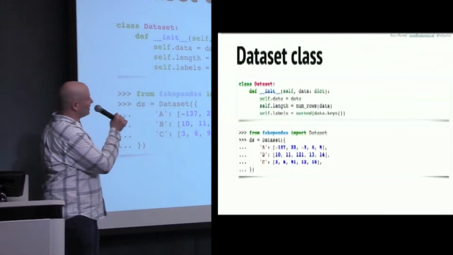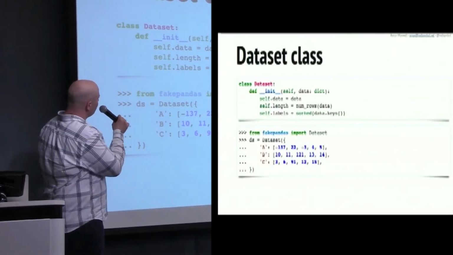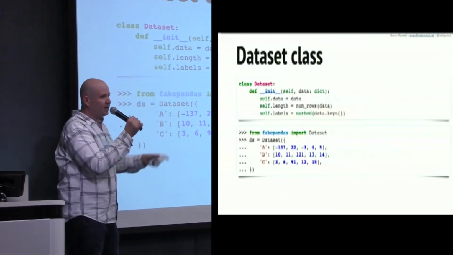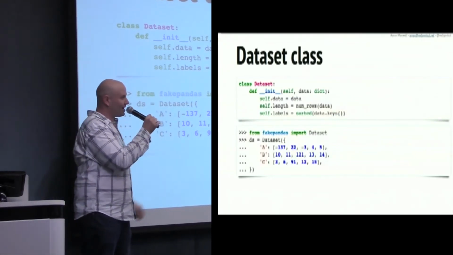Now, here's my DataSet class. This is part of the code. I'm going to show you pieces of how this is implemented. So the constructor is very simple. It has the data, which was that dictionary mapping the labeled names to the columns, right, sideways.